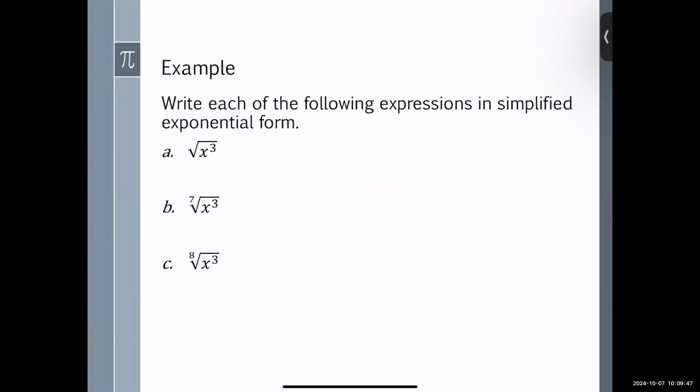All right, so we have the square root of x to the 3rd. And again, this is the numerator.